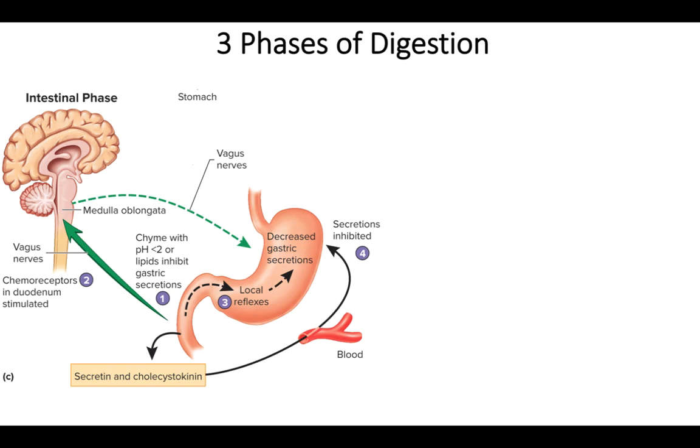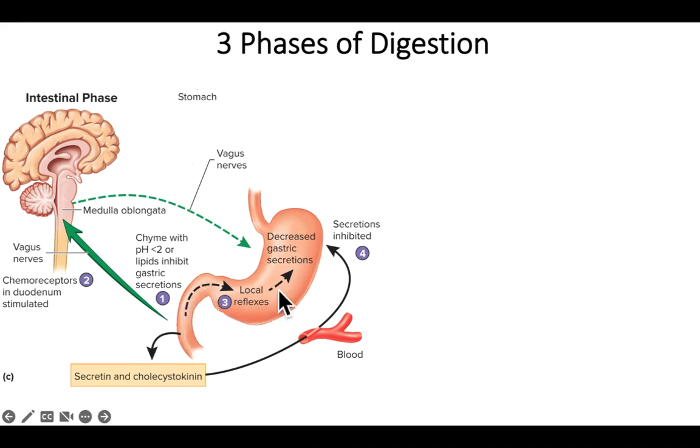Now what happens? Well, the stomach is going to slowly begin to empty. All right, so if the stomach is slowly emptying, we have to have this third phase to basically inhibit the stomach, turn it off. All right, so how do we turn the stomach off? Well, we turn the vagus nerve off. All right, so the vagus nerve no longer stimulates the stomach. We use a couple hormones from the small intestine.